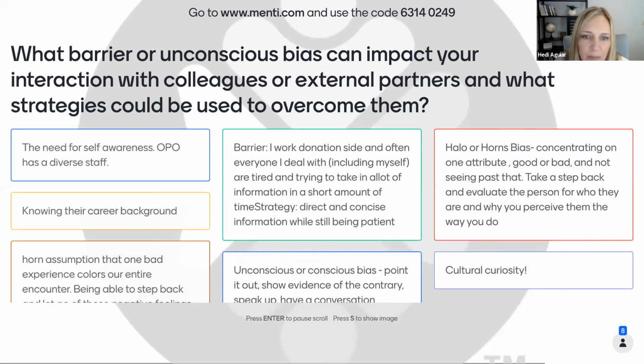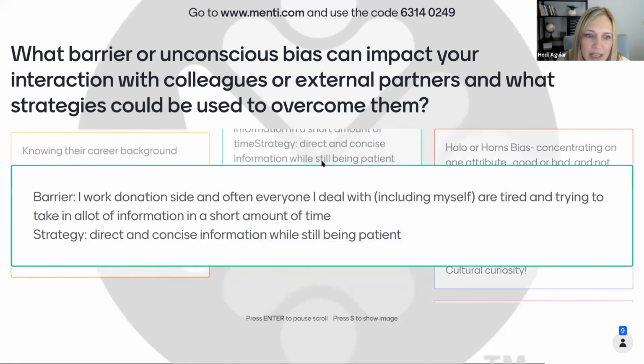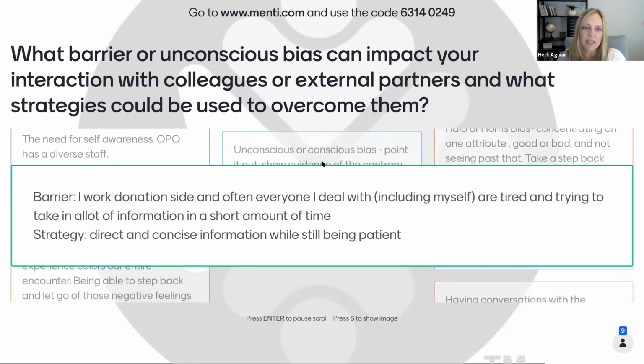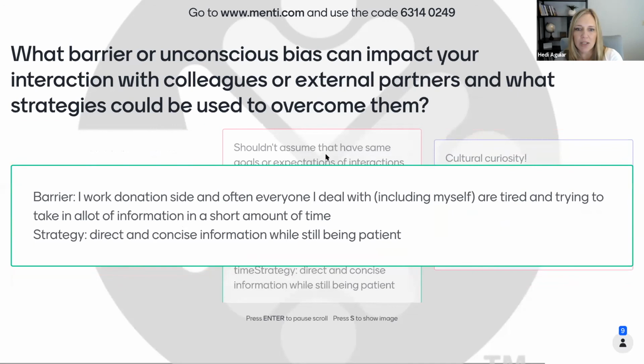I like your barrier. I work donation side, and often everyone I deal with, including myself, are tired and trying to take in a lot of information in a short amount of time. Strategy: direct and concise information while still being patient. Okay, great.